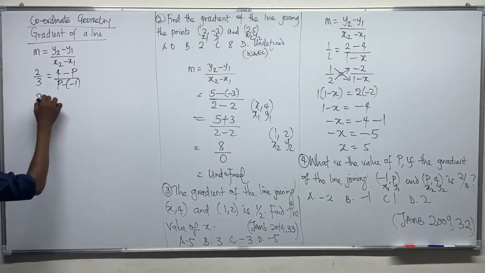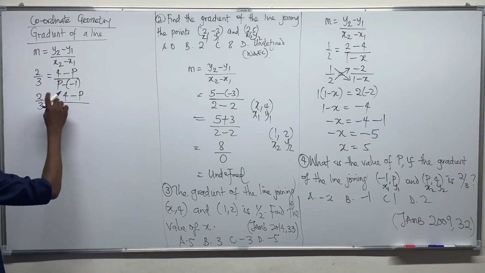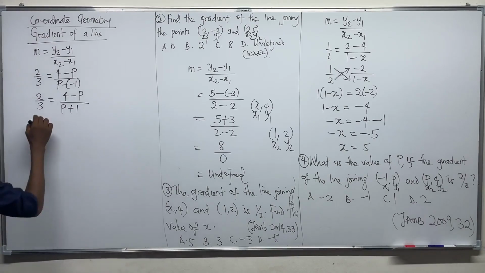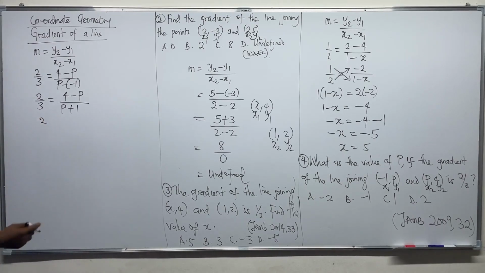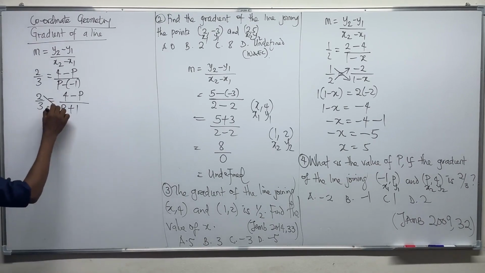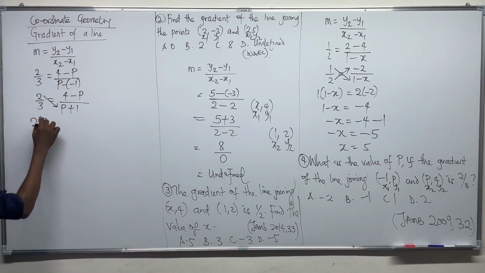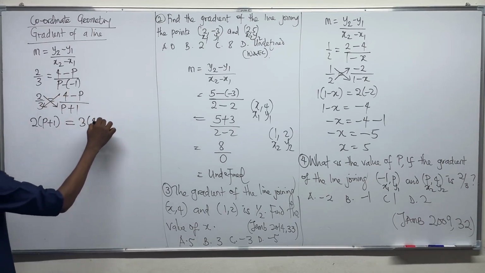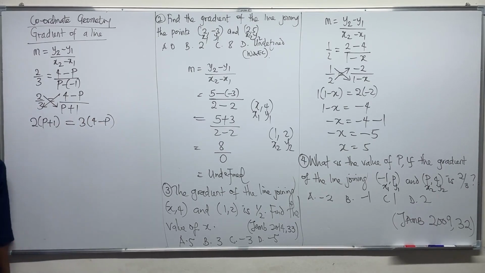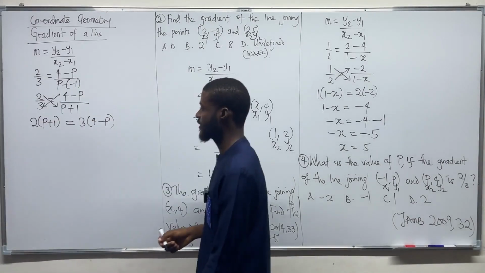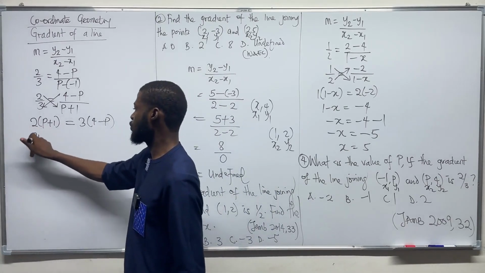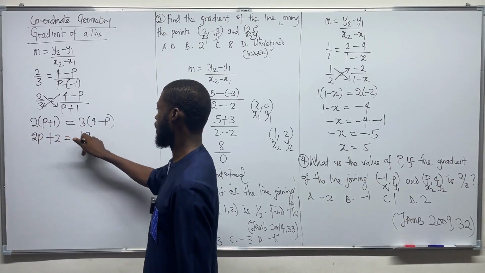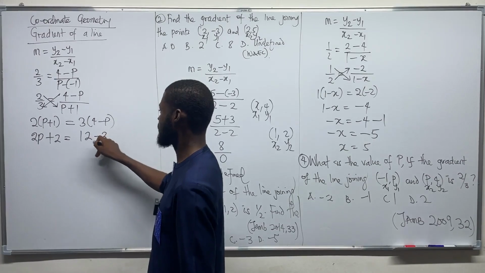So this is 2 over 3. It stays the same way. Then we have 4 minus p. Then this is p, minus times minus is plus. So that's what we have. And this is 2 over 3. At this point, I can cross multiply. So 2 times this, so this is 2 bracket p plus 1 equal to 3 times this, so that is 3 bracket 4 minus p. The next thing I'm going to do is to open up the brackets. So 2 times p is 2p. 2 times 1 is 2. Equal 3 times 4 is 12. 3 times minus p is minus 3p.